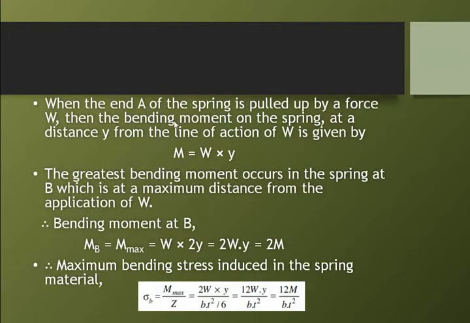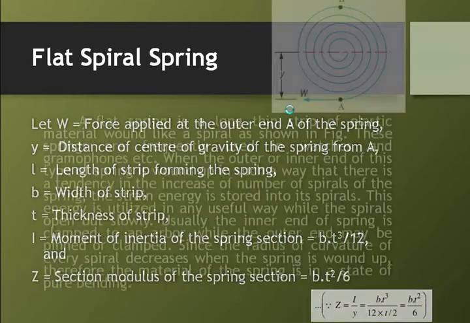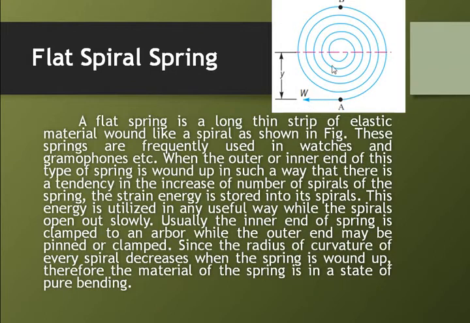When the end A of the spring is pulled up by a force W, then the bending moment on the spring at a distance y from the line of action of W is given by M is equal to W into y. Moment is equal to load into distance. This is the load and the distance is y. This will cause a moment, W into y, about this center point.